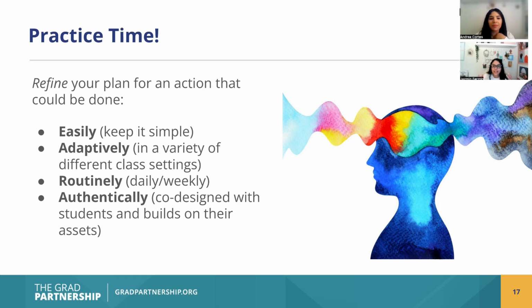You want to think about it and make sure that it's easy, keep it simple. Going back to the matrix, is it low effort? Is it something that's going to give us a quick win? It's something that can be adapted in a variety of different class settings. Can you build a routine around it? It's something that you can do weekly, daily, so that you can collect more data and quicker data as you go along with it. And also, is it authentic? Are you co-designing that action intervention with students and building on their assets? So these are some things that we want you to hold as you are building your own student-centered action.